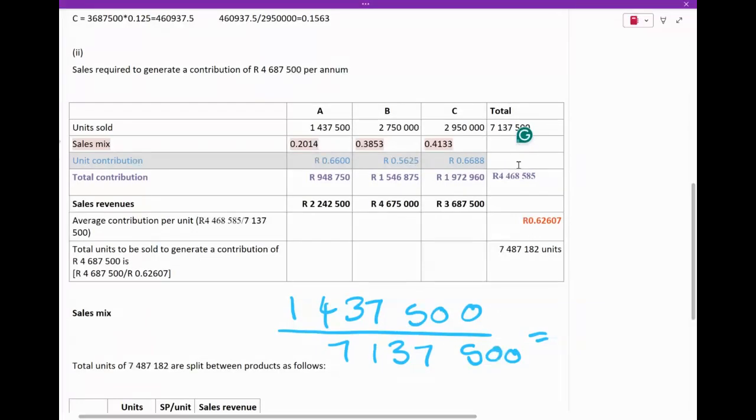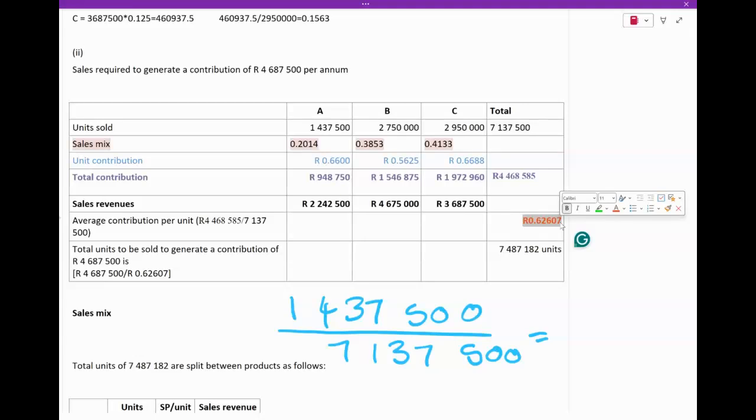So now to get our average contribution per unit, we take our total units sold divided by your, sorry, no, I'm saying this the other way around. We take our total contribution divided by our total units sold to get our average contribution per unit, okay, which is this 0.62607. So that is our average contribution per unit, regardless of whether it's A, B, or C. This is why we first need to get your average contribution, because our average contribution is incorporating all our different products. Does that make sense?